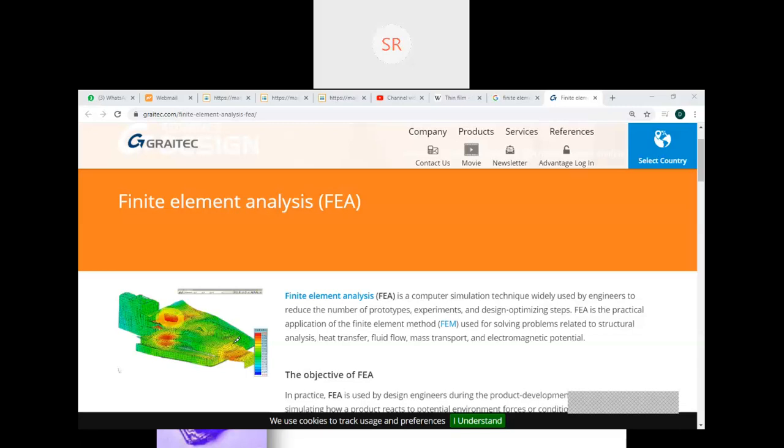I can do the heat conduction analysis. That means if this material is subjected to heat, I can see which area or which part will get heated up more and which area will become cooler. So that I can do. That will be heat conduction analysis.